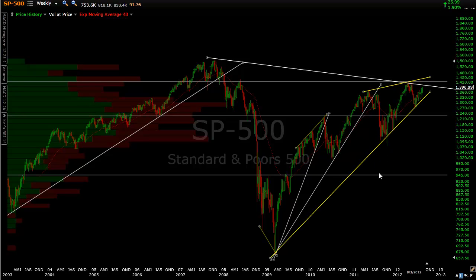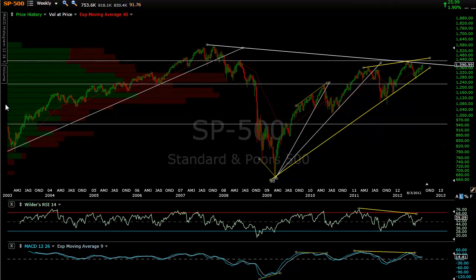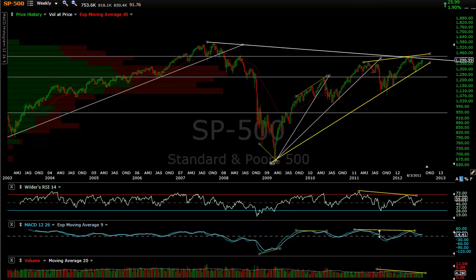And what we're looking at is a larger rising wedge pattern. I'll put up a few indicators here. Let's put up the MACD and the RSI, and we'll even put up volume as well. Take a look at that.